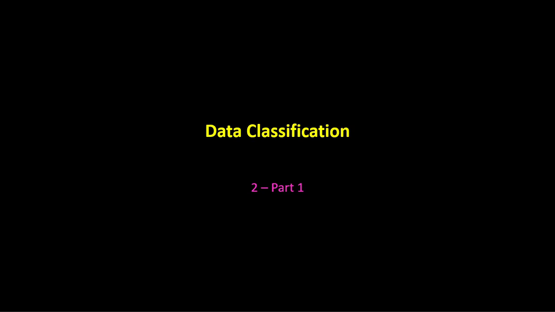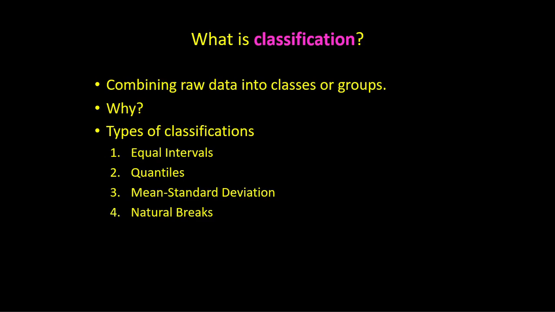Here in Online Lecture 2, Part 1, we're going to talk about data classification. When we collect our raw data, we want to see patterns. We tend to want to group things together that are similar and separate them from the things that are dissimilar. The classification of how we group things together so we can display it on a map is very important.